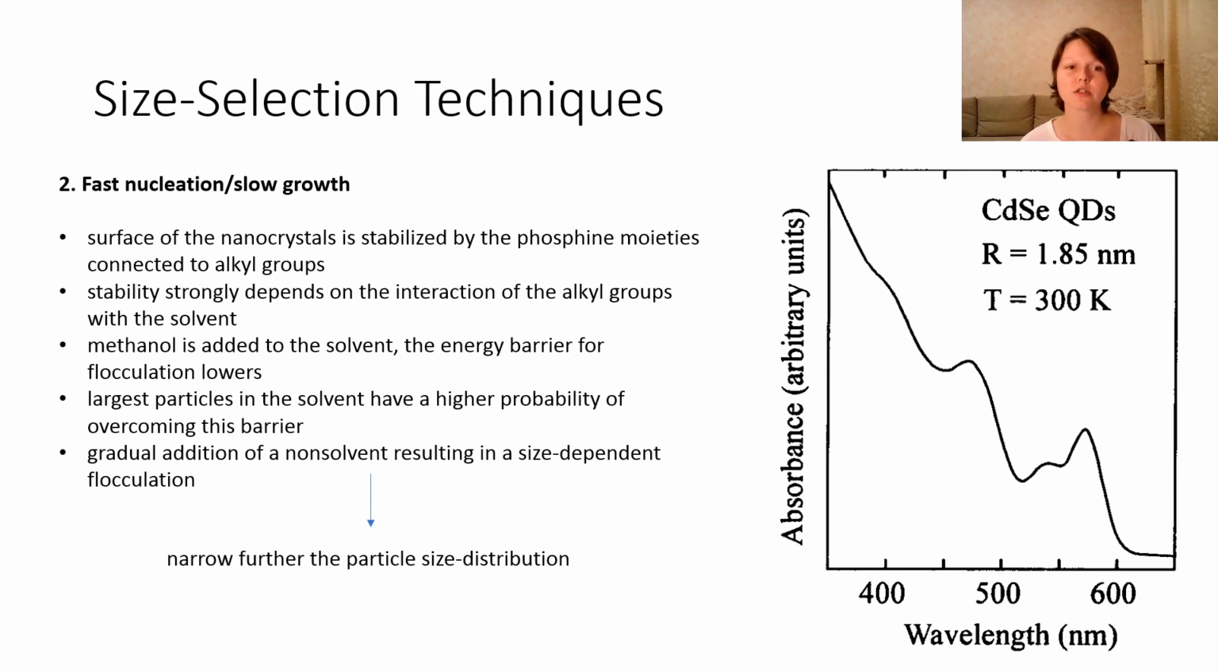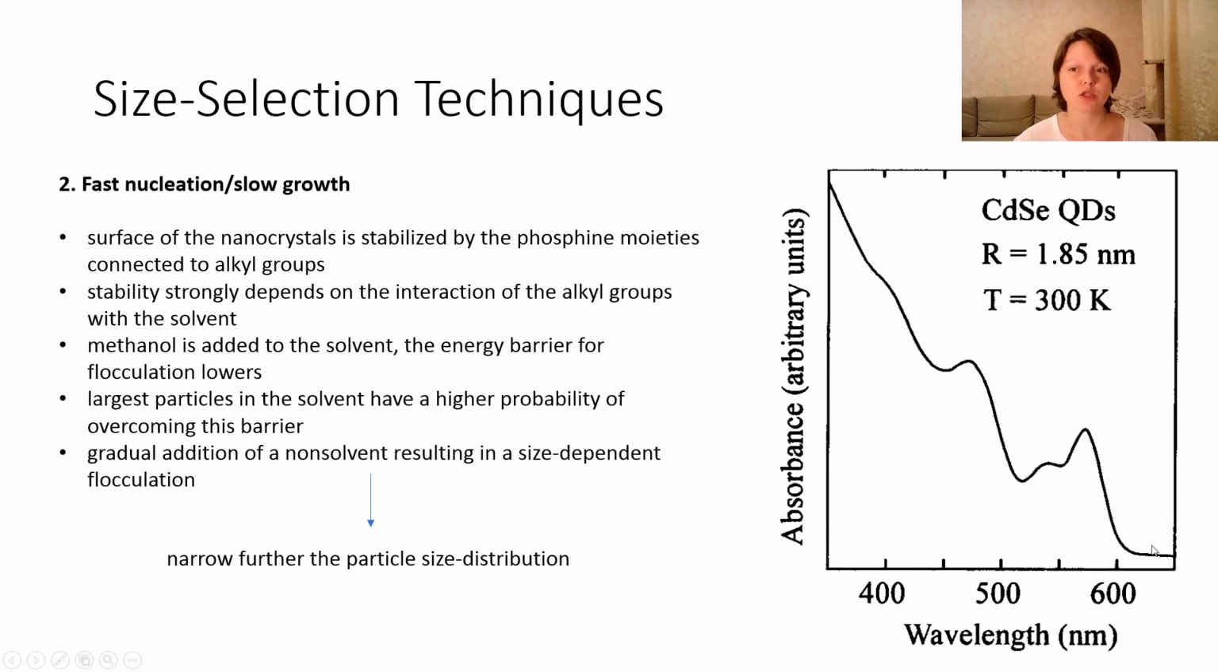Largest particles in the solvent have a higher probability of overcoming this barrier, so they coalesce, and gradual addition of the non-solvent results in a size-dependent flocculation that we can control, and this way we can further control the size distribution function and make it narrower.